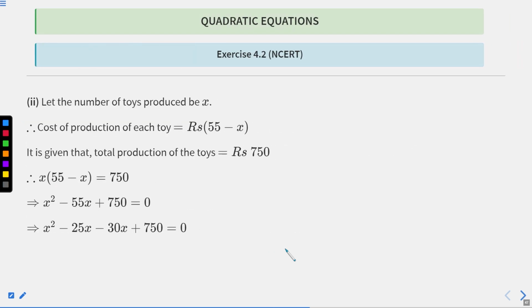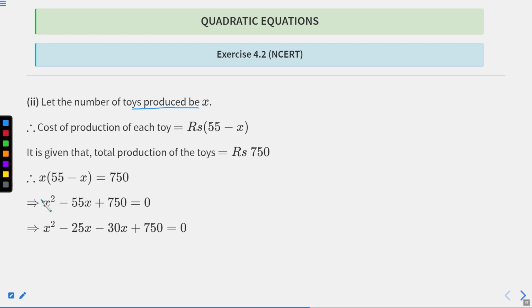Here we let the number of toys produced be x, and the cost of production of each toy is equal to 55 minus the number of toys produced that day. So this is equal to rupees 55 minus x. It is given that the total cost of production of the toys is rupees 750.